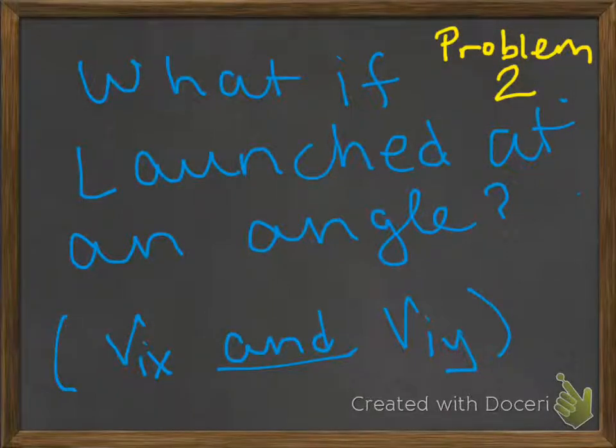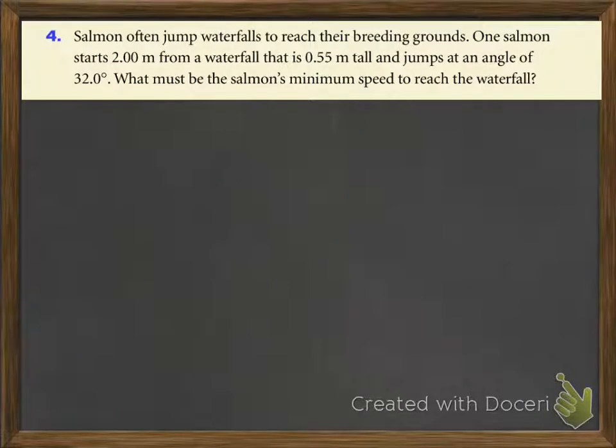Alright, if you're watching this, then you feel like you need some more help, and here is another problem where we're launching at an angle. This one has a few more steps to it. We have a salmon that jumps the waterfall to reach the breeding grounds. It starts 2 meters from the waterfall, that is 0.55 meters tall, and jumps at an angle of 32 degrees. What must the salmon's minimum speed be to reach that waterfall?